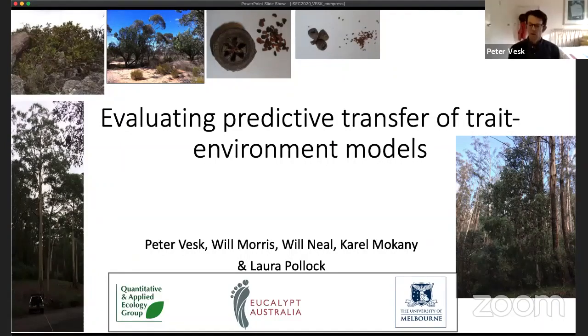Okay, so the situation is that there are a lot of species in the world, and we actually know relatively little about most of them. There are about 300,000 flowering plant species in the world, and about 900 species of eucalypt trees in Australia. We know a lot about a few of them, very little about others.